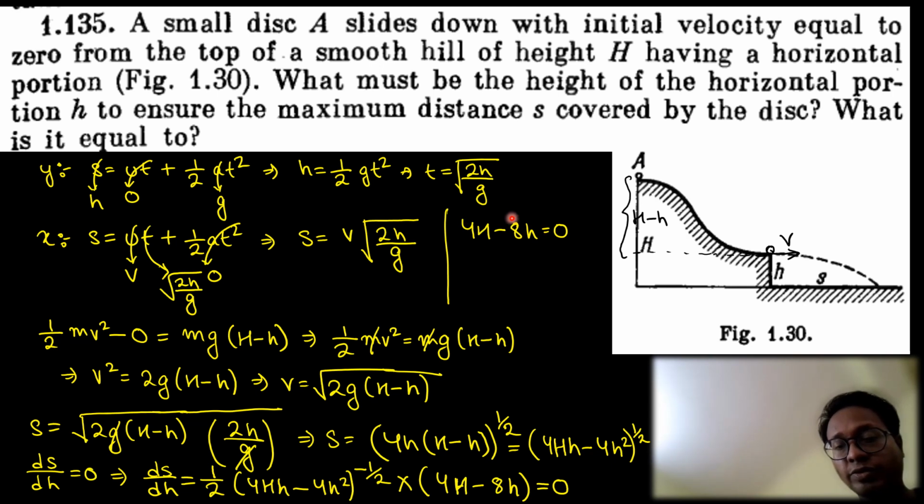So this term is equal to 0. So out here h is equal to capital H by 2. Okay, so the maximum distance the particle will cover is when h is equal to capital H by 2. That means this distance is equal to capital H by 2. This is capital H by 2 and this is capital H by 2. Let's erase this one, capital H by 2.